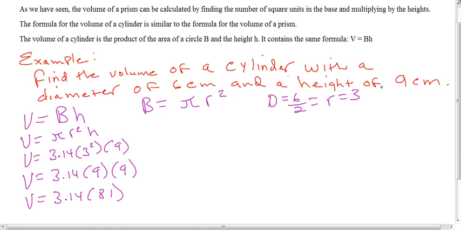So that'll give us V is equal to 3.14 times 81, and then remember we need to carry our centimeters as well, so we need to back up. I definitely want our units to go along with us, because I definitely don't want these units to get away from us. So that's going to be centimeters, and here we would have 9 centimeters.